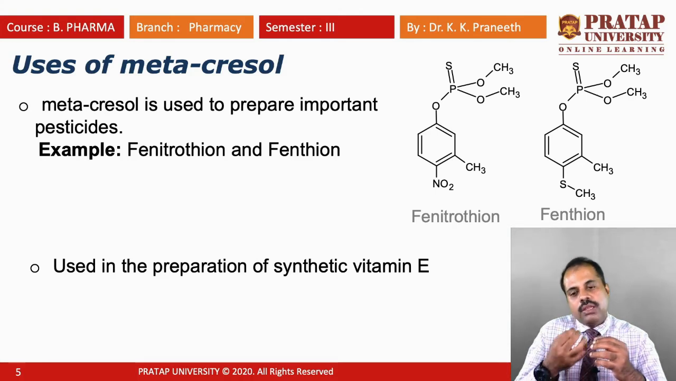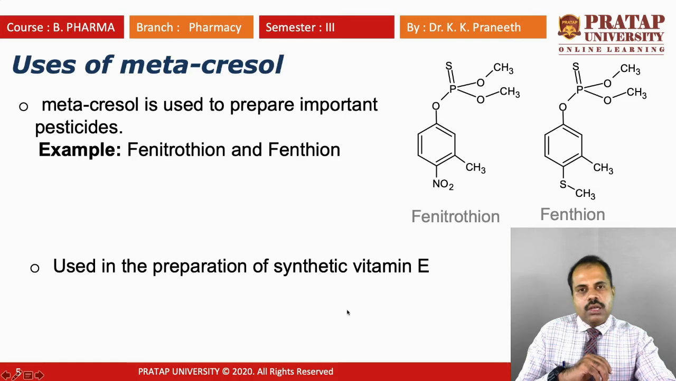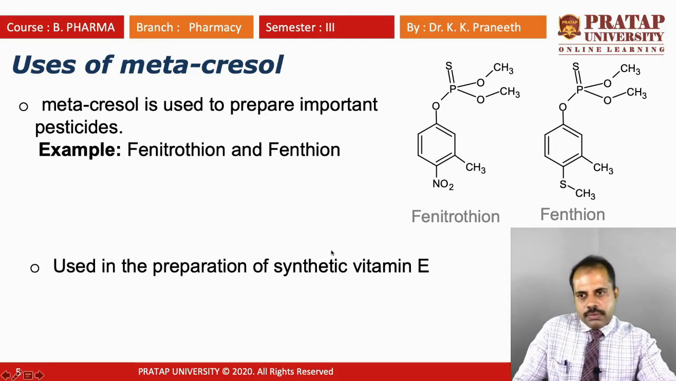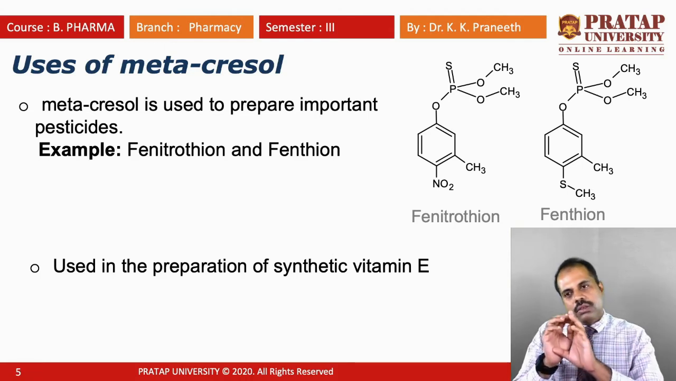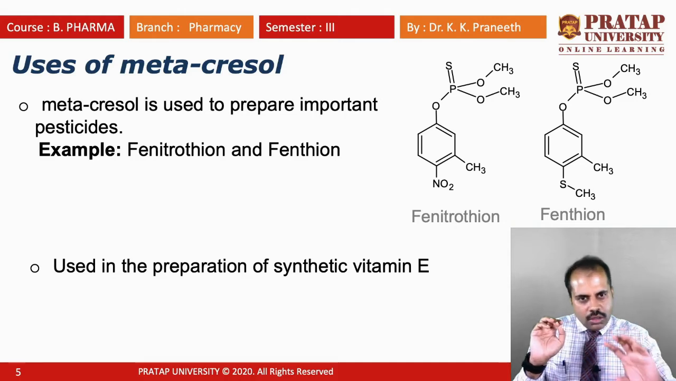We want to prepare this in the lab so that people who have a vitamin E deficiency can consume it. So the preparation of vitamin E is very important, and for preparing vitamin E, metacresol is used as a reactant. So far we have seen the uses of orthocresol and metacresol. Now let's see the uses of paracresol.